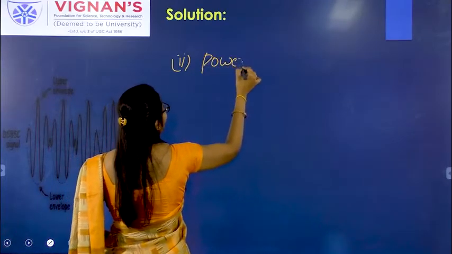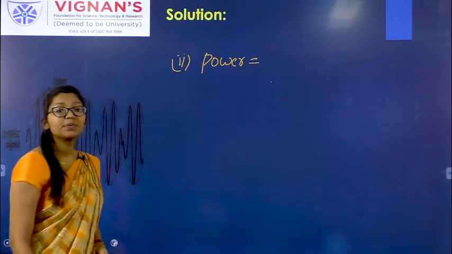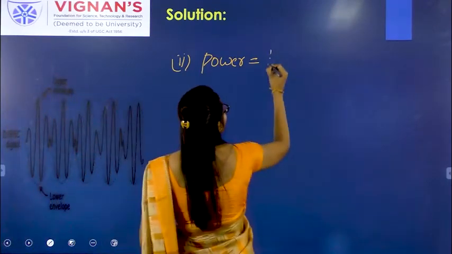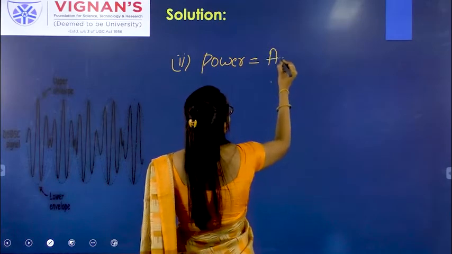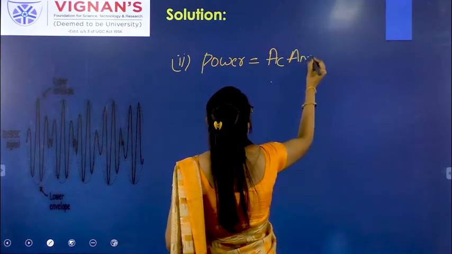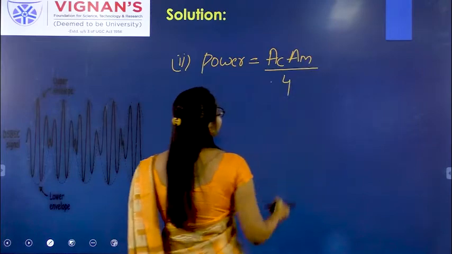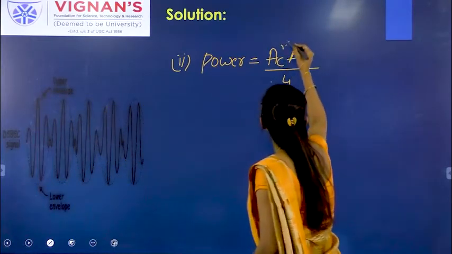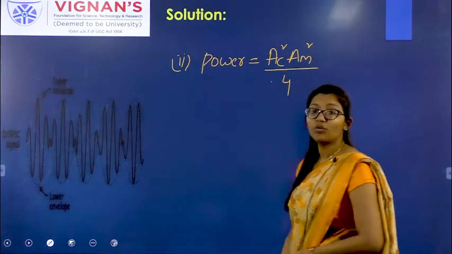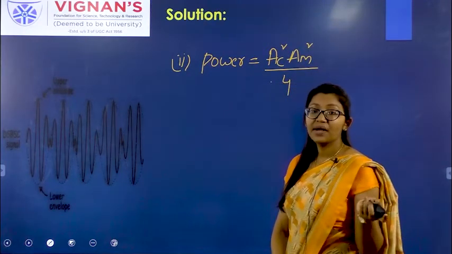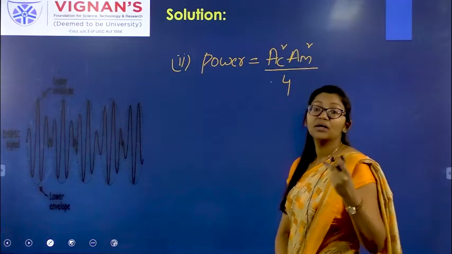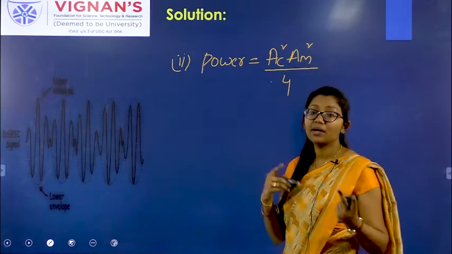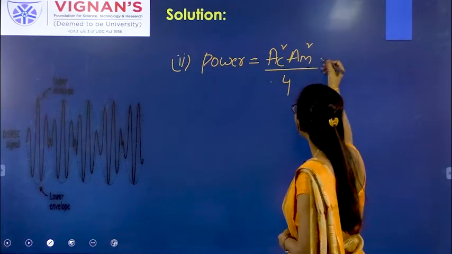So what is the formula of power? Power for DSB-SC is both upper sideband plus lower sideband, PUSB plus PLSB. So you will be getting AC square AM square by 4. Upper sideband is AC square AM square by 8. Lower sideband is AC square AM square by 8. Both combined, upper sideband plus lower sideband, you will be getting AC square AM square by 4.